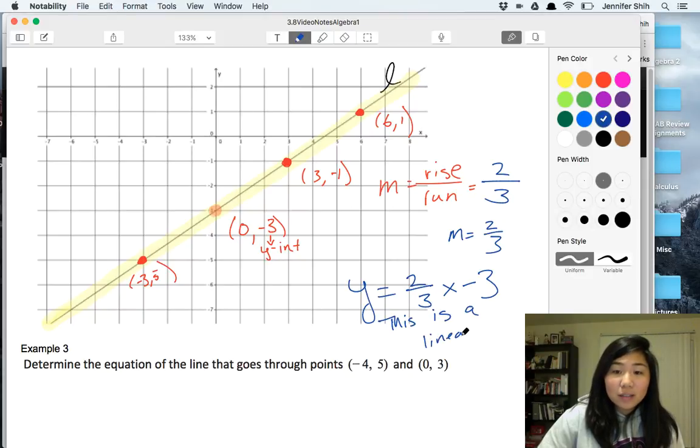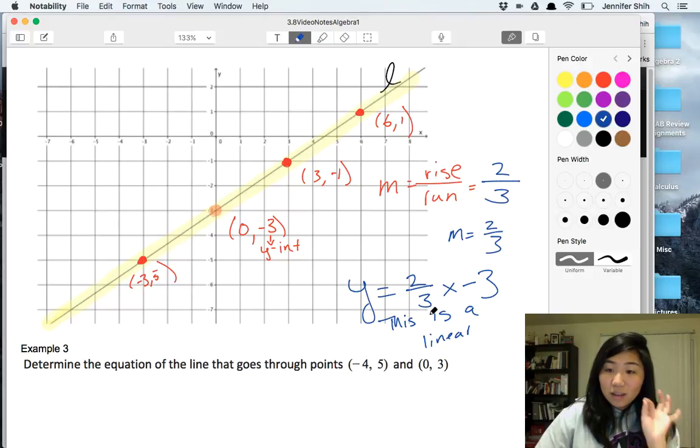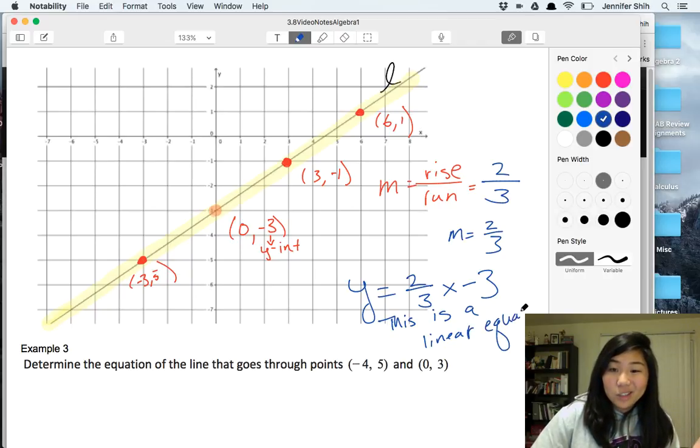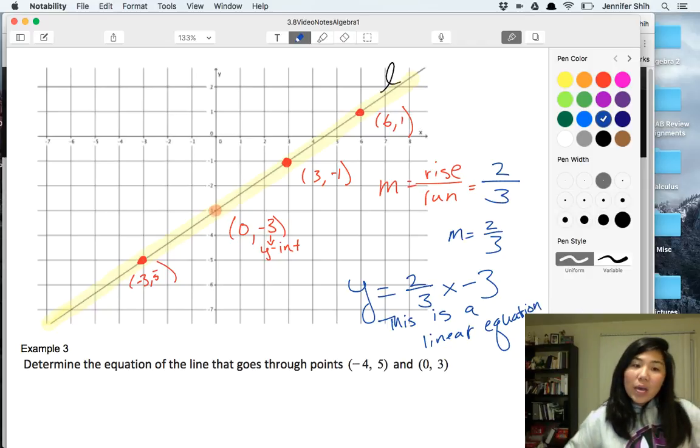It looks great. I know this fraction might freak you guys out. If you don't want to get used to it, you're going to have to. This is a linear equation. I think it looks great. The next part of this video is part 3.